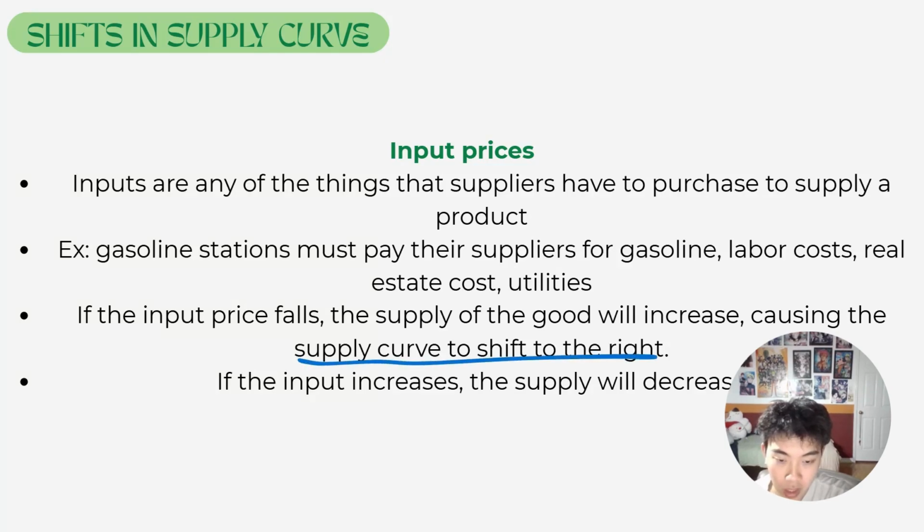So that means if the input price falls, so there's less money to produce a certain good, you'll have more to produce and you'll have more supply. And if the input price increases, so it costs more to supply that good, that supply will decrease.